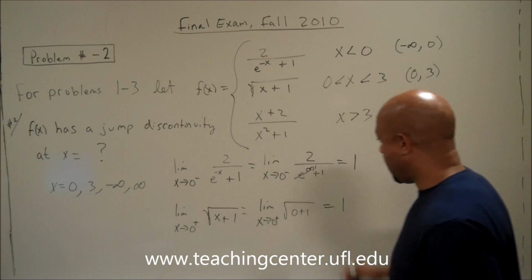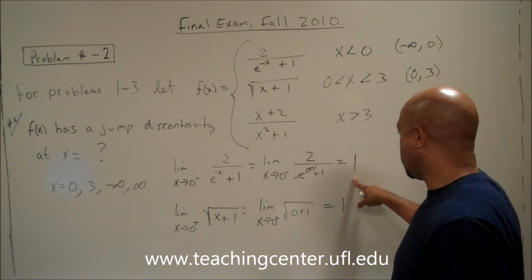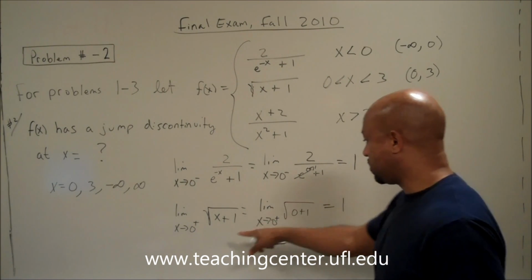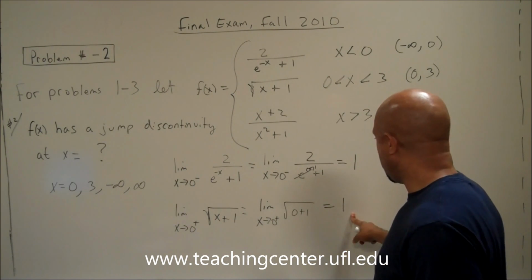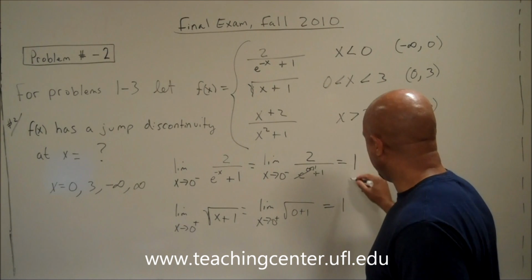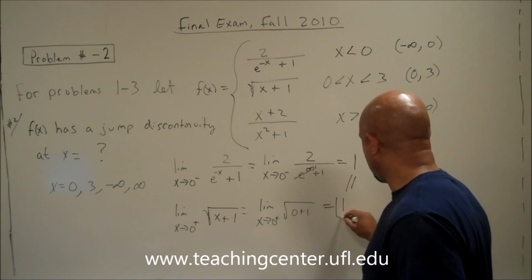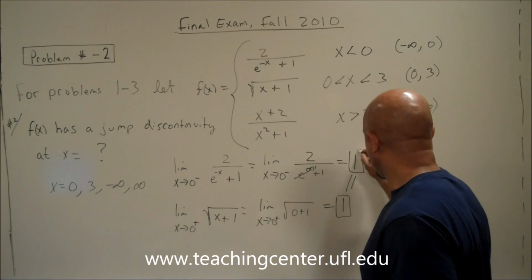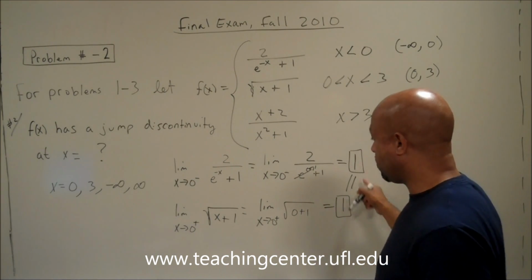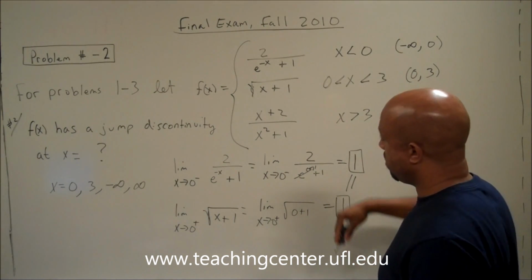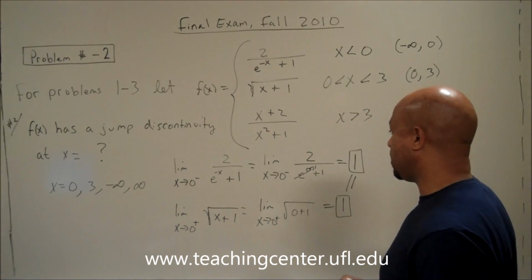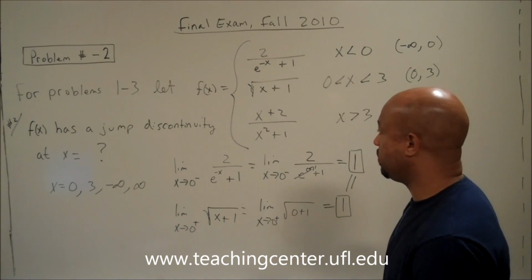Now, as we're approaching 0 from the left, the limit approaches 1. As we approach 0 from the right, the limit approaches 1. That means that these two limits are equal. So that means the limit at 0 is actually 1, and the function is continuous there. So we do not have a discontinuity there.